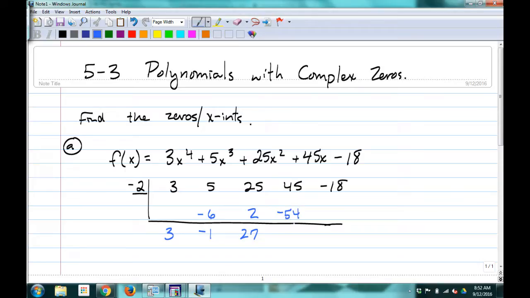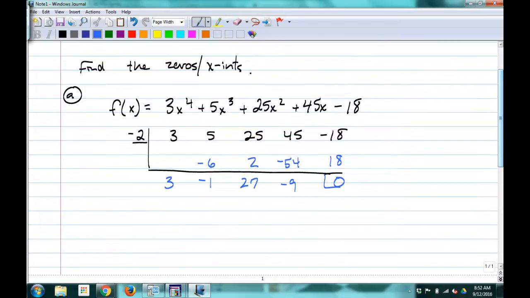-54, -9, +18, and there's that 0 remainder that I need. Okay. The next thing that I want to do, that breaks it down from a 4th degree polynomial to this blue line now is what degree? 3rd. So every time we do synthetic, it's going to take it down 1 degree.